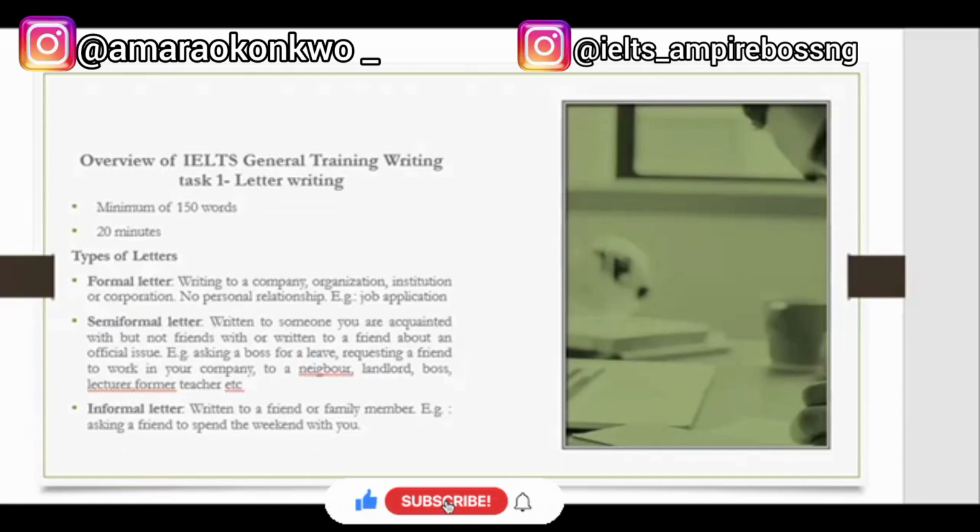Yes, any of these three types. You understand? It's just like the way we have different types of essays. Any of those essays can be given to you. It's the same way for your letter. They could give you an informal letter, a personal letter, or a semi-formal letter.